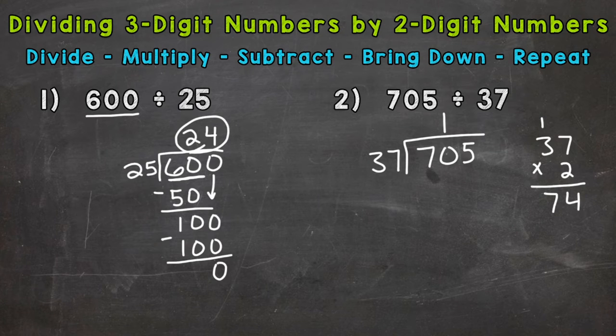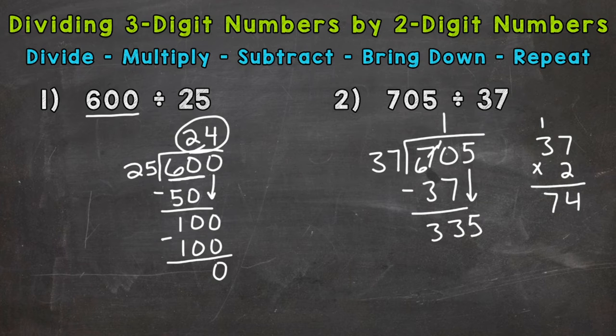1 times 37 is 37. Now we subtract. Need to borrow in this one. 10 minus 7 is 3. 6 minus 3 is 3. So we get 33. Now we need to bring down our 5. And we end up with 335. And let's repeat our steps. So we go back to divide. 335 divided by 37. How many whole 37s out of 335?